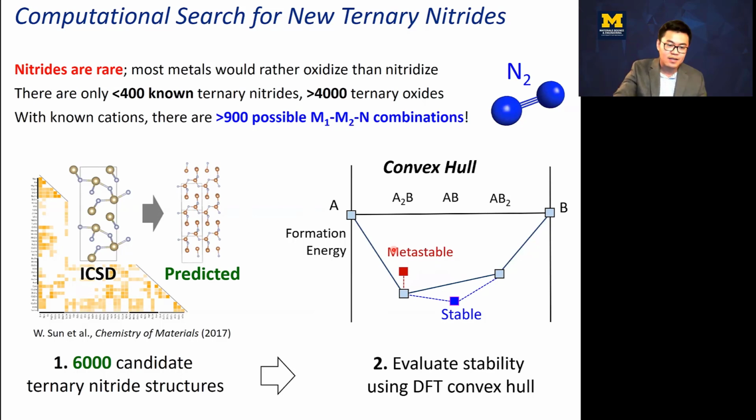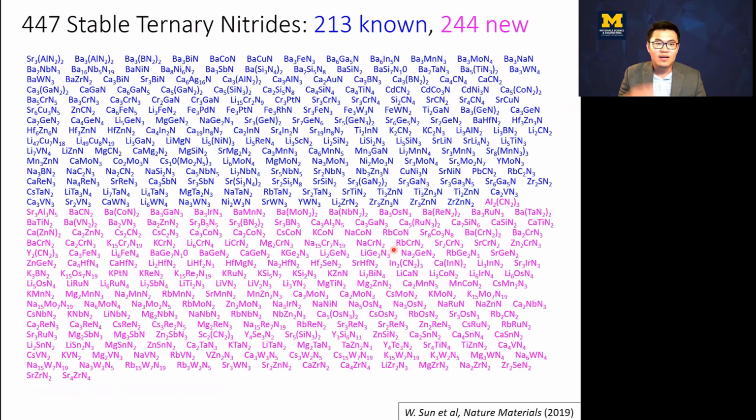So in doing this technique, in taking the 6,000 compounds and calculating their thermodynamic stability, we make this figure. And this is a list of all the stable ternary nitrides today, and 213 of them were previously known. And in our work, we discovered 244 new ternary nitride materials. In other words, we have more than doubled the amount of known stable ternary nitrides.